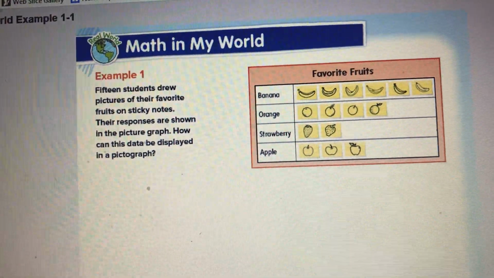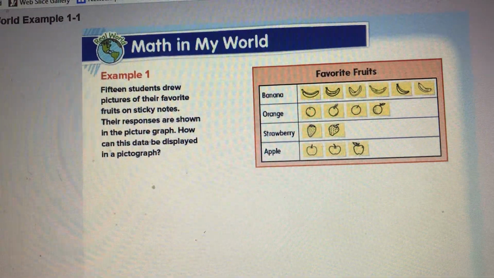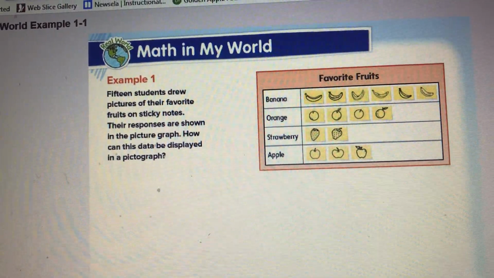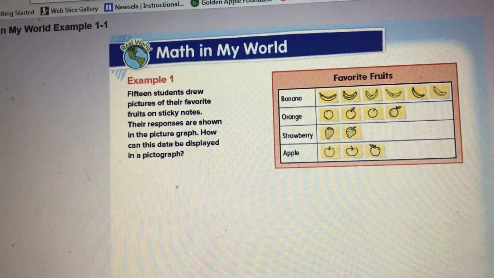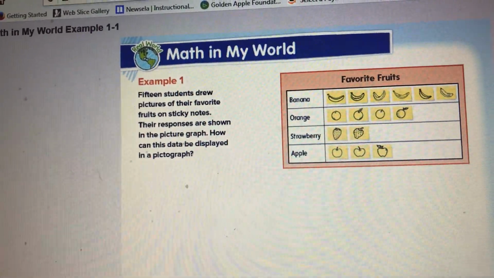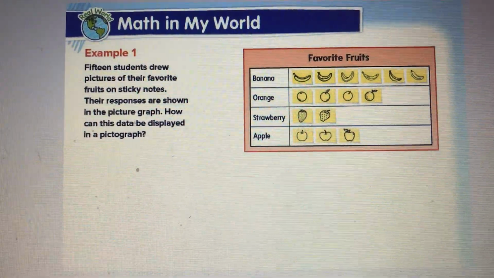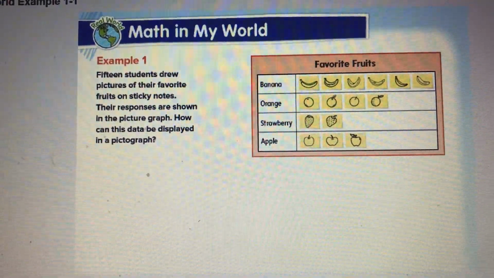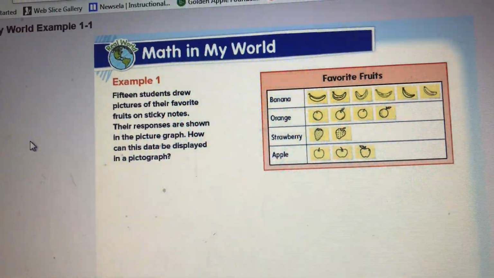Okay, it says on page 697, 15 students drew pictures of their favorite fruits on sticky notes. Their responses are shown in the picture graph. How can this data be displayed in a pictograph? So when we draw pictures and put them in a graph, we call that a pictograph. So the question is, how can this data be displayed in a pictograph?